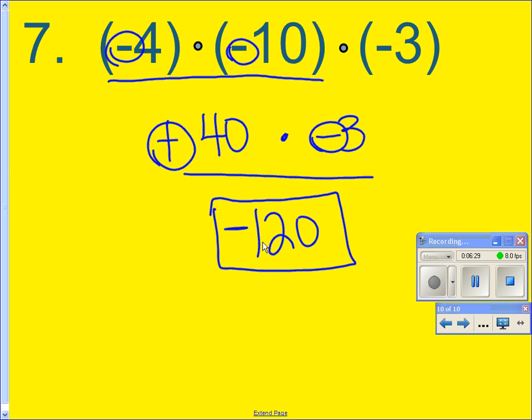Remember to use your integer rules. If you need to, go watch the integer videos. Your homework is now the order of operations 1 through 24. If you need to stop the video or replay any parts of the video, you can do that.